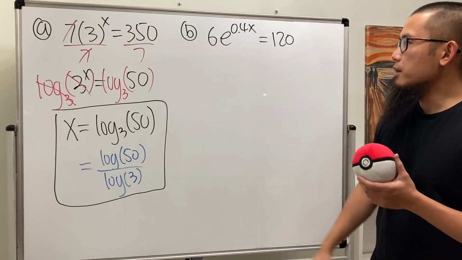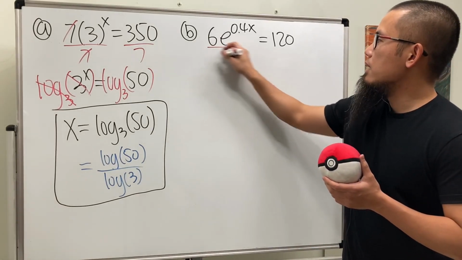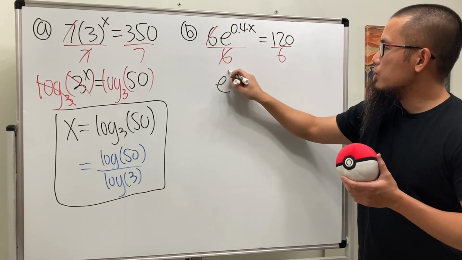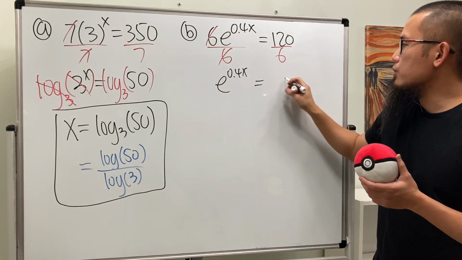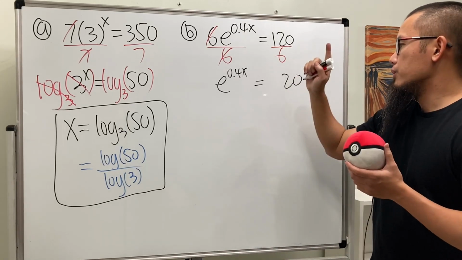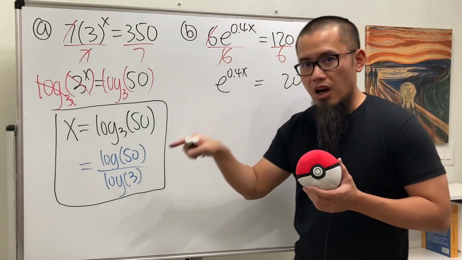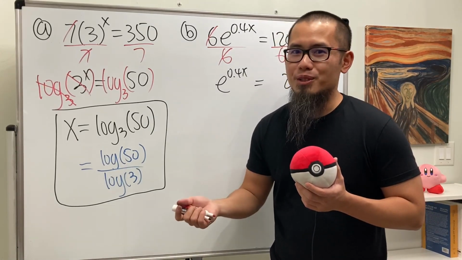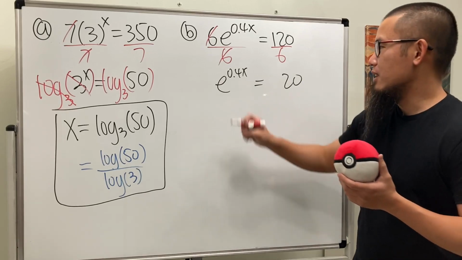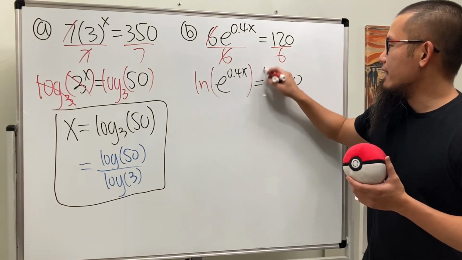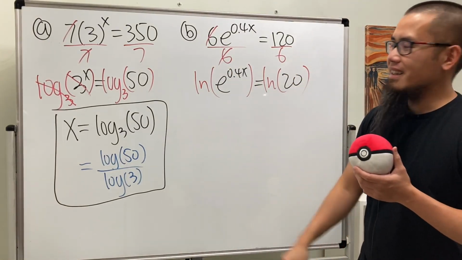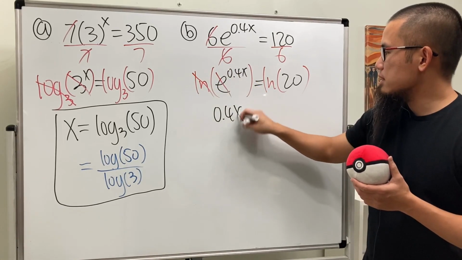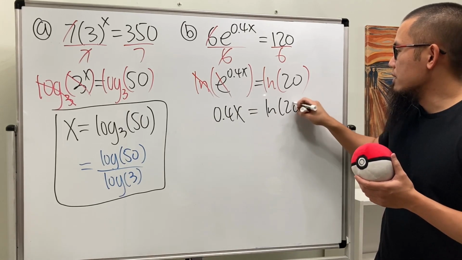Now for the second one, well, similar strategy, right? Divide both sides by 6, cancel this out, and then we get e to the 0.4x being equal to 20. Now, to get rid of the e, we do log base e, but that's a special logarithm, namely the natural logarithm, which is just ln. So let's go ahead and do that, and then the same on the right-hand side. ln and e will cancel. We will just have 0.4x being equal to ln 20.